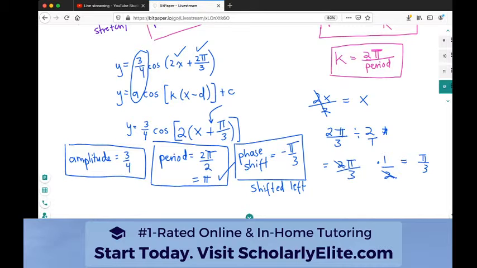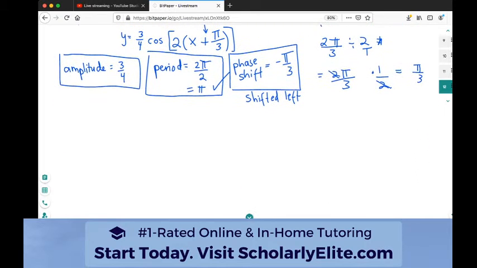So one period of this cosine curve begins at negative pi over 3, and it would end at negative pi over 3 plus pi, because obviously that's the situation. So that's one way to actually look at this, and we're going to go about showing you how to do this on the graph. So I'm going to just move this stuff up.